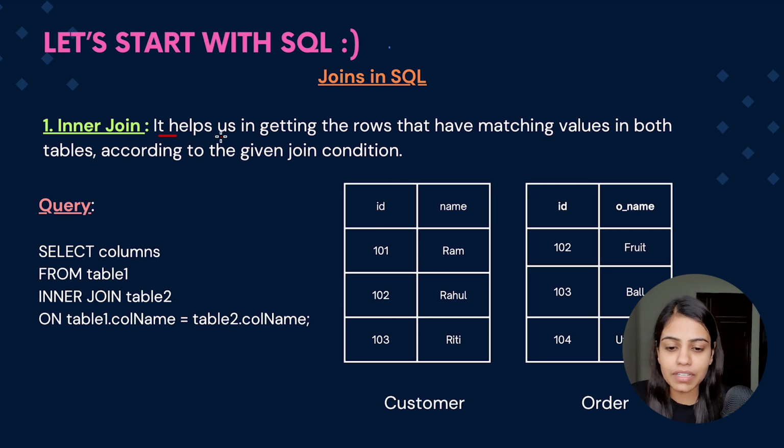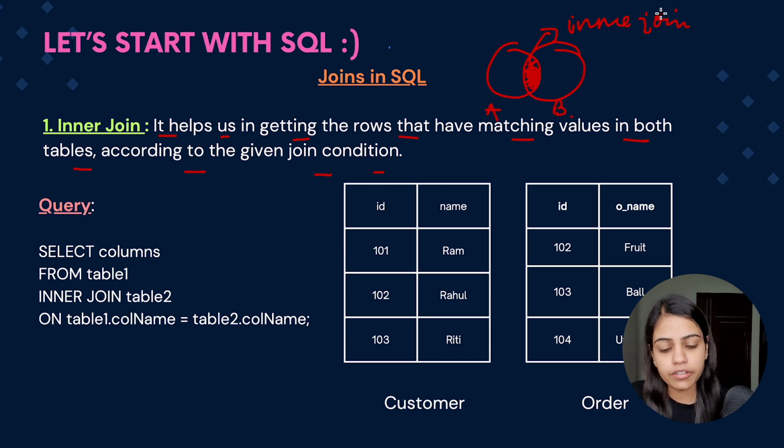Inner join helps us in getting the rows that have matching values in both the tables according to the given join condition. So whenever we want the values which are matching on both the tables, we use the inner join. So consider that there are two tables A and B. Whenever we want the values which are present in both the tables, that is this particular value, we use the inner join.